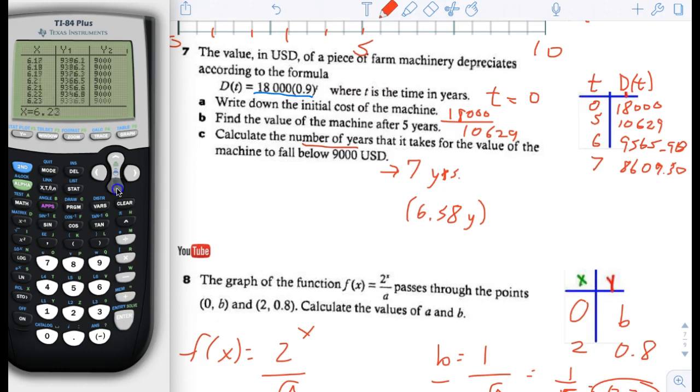So let's see. I want to see when the Y1 column becomes 9,000. Oh, there we go. 6.58, which is exactly what we got using the intersect method. But you can see that the intersect method is a little bit less trial and error, so you might like that better. Okay, so that's it for page 7, number 7.